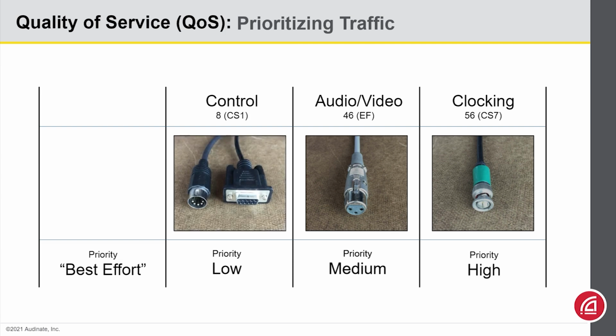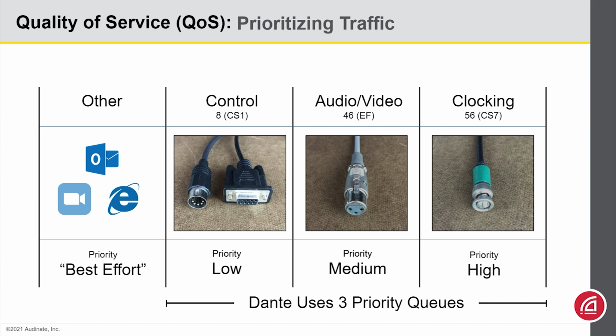Beyond that is control data. That'll be commands for making and breaking subscriptions, changing names, that sort of thing. And of course, the final category is for everything else. We typically call this the best effort category. If your email comes in a few milliseconds later, you're not going to notice, right? So, notice that Dante will use 3 queues, but the switch should have a 4th queue for the best effort category. Many switches today will have as many as 8 queues.